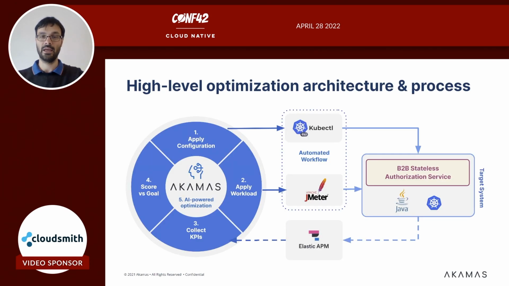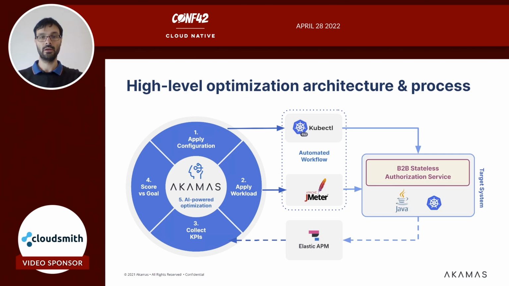Let's now see how the ML-powered optimization methodology works in practice. The process is fully automated and works in 5 steps. The first step is to apply the new configurations suggested by the ML algorithm to our target system. This is typically done leveraging Kubernetes APIs to set the new value to the parameters, for example, the CPU requests. The second step is to apply a workload to the target system in order to assess the performance of the new configuration. This is usually done by leveraging performance testing tools. In this case, we use a JMeter test that was already available to stress the application with a realistic workload.